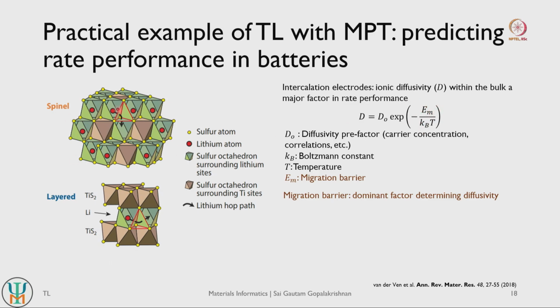So what is this migration energy? If you look at one isolated migration or hop of lithium, lithium goes from one of its stable sites to another of its stable sites through an intermediate site, right. This intermediate site will have a higher energy compared to either of its stable sites, and this energy difference is basically the barrier that lithium has to cross as it goes from one stable site to another, and this barrier in energy is what is referred to as the migration barrier, right.